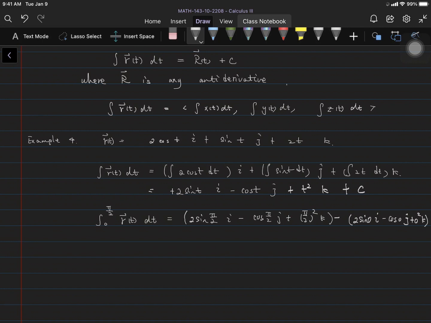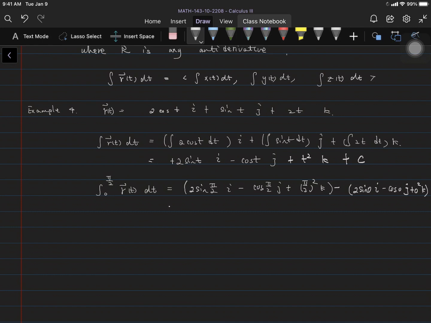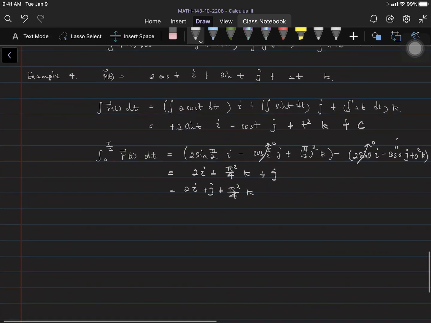Let's simplify. This equals 2i, and this is 0, and plus pi squared over 4 k, and minus 0, and plus j, because cosine 0 equals 1, right? Let's rewrite this: it equals 2i plus j plus pi squared over 4 k. This is the definite integral.